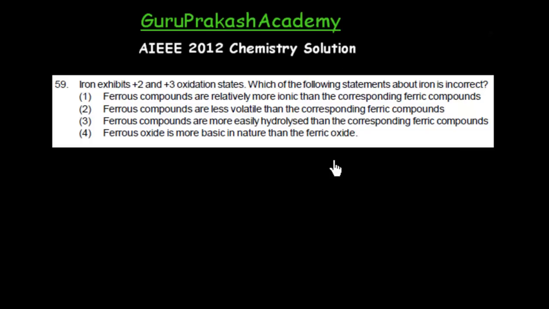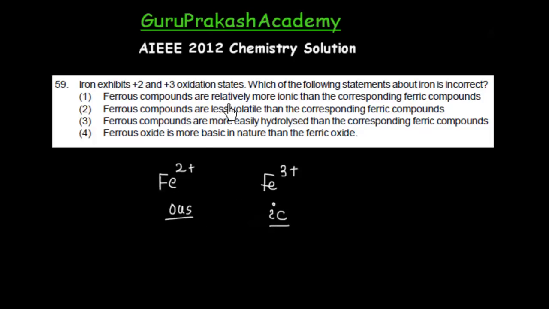Now this problem is from inorganic chemistry, a slightly logic based problem. The question says, iron exhibits plus 2 and plus 3 oxidation states. Which of the following statements about iron is incorrect? So we have to find the incorrect statement. So we have iron 2 plus, Fe2+, and we have Fe3+. In one case this is called ferrous, and in another case it is called ferric.